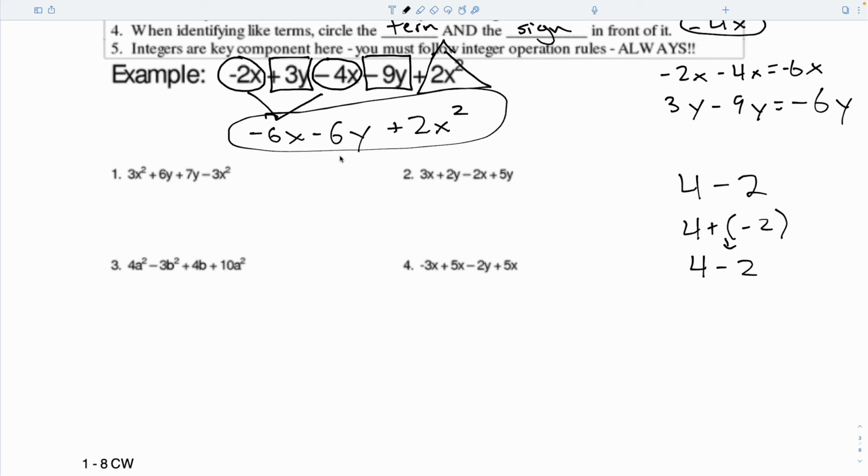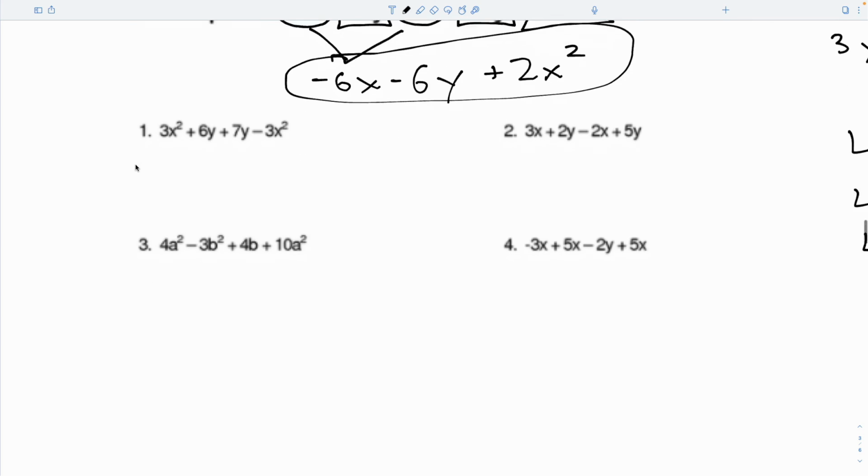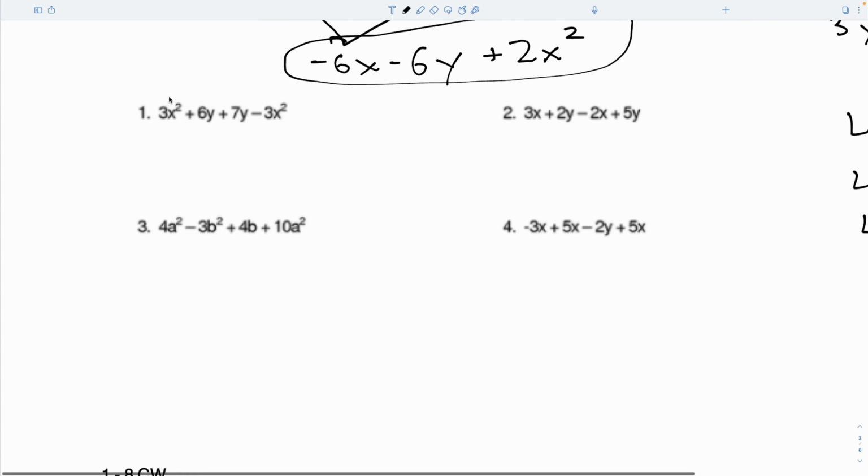Get ready to cold call. 3x squared. I'm searching for any other x squareds that I can combine. What can I combine this guy with? Frankie. Yeah, there's x to the second or x squared, and we're gonna circle it.